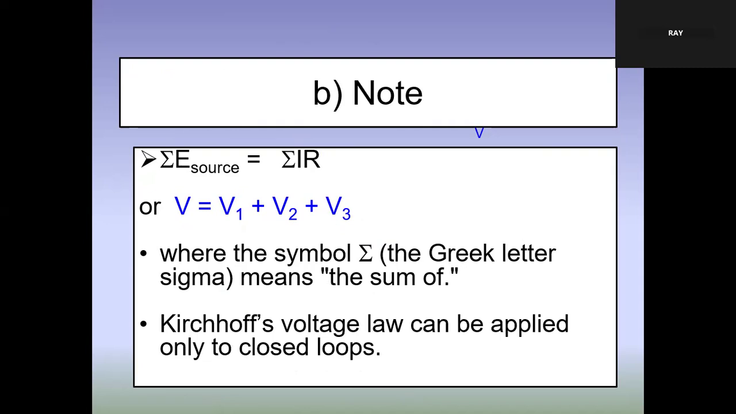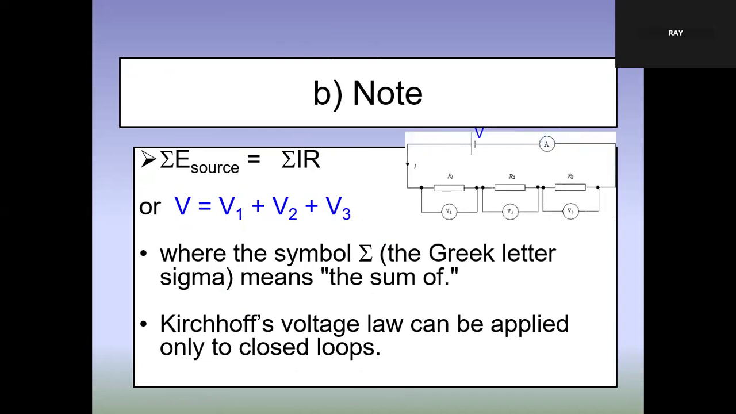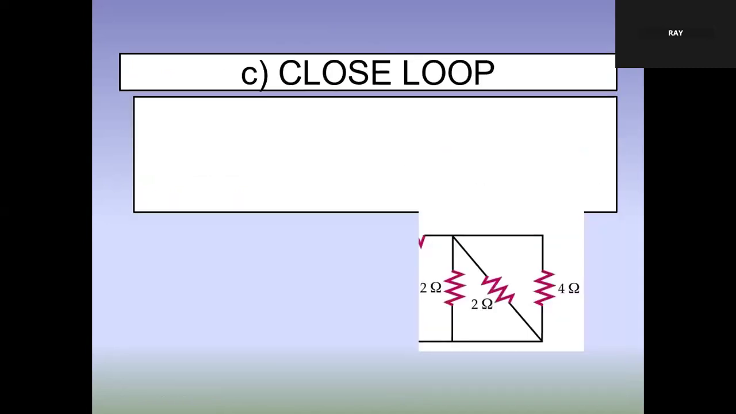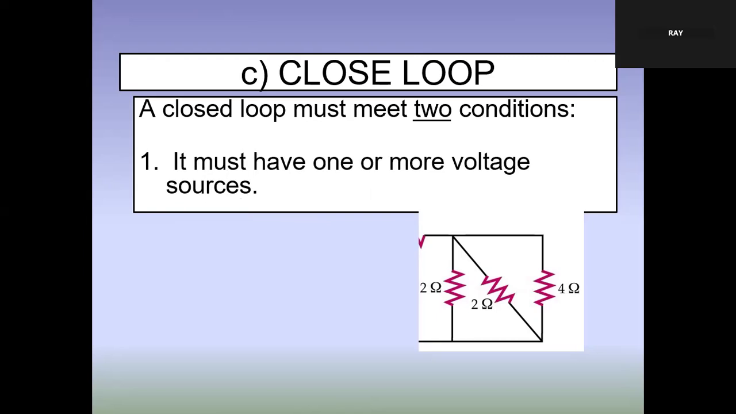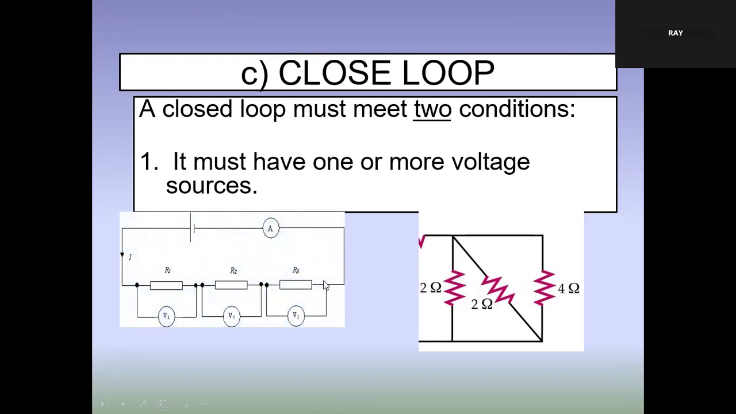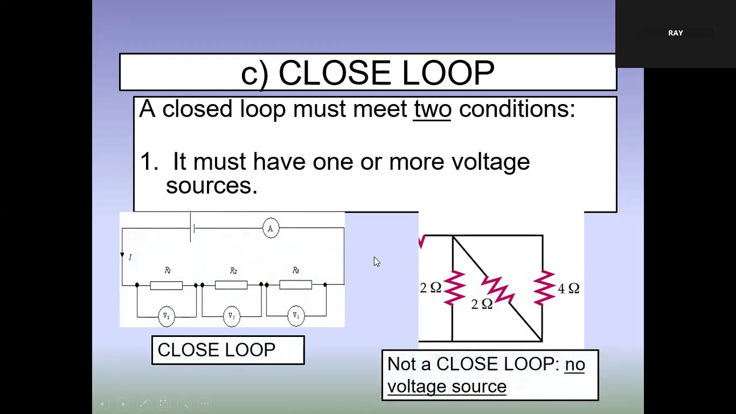Kirchhoff's voltage law can be applied to only a closed loop. So what is a closed loop? A closed loop must meet two conditions. First condition, it must have one or more voltage sources. This is not a closed loop, no voltage source. This is a closed loop, there's a voltage source. Right? That's a closed loop. And this is not a closed loop, no voltage source.